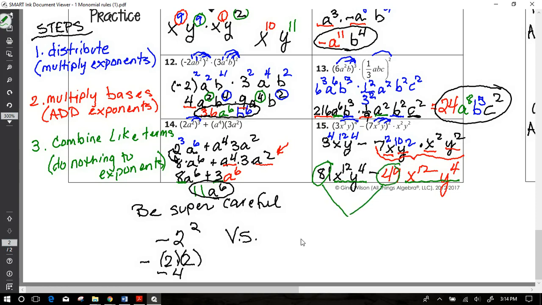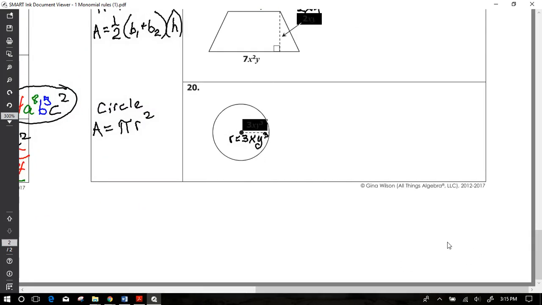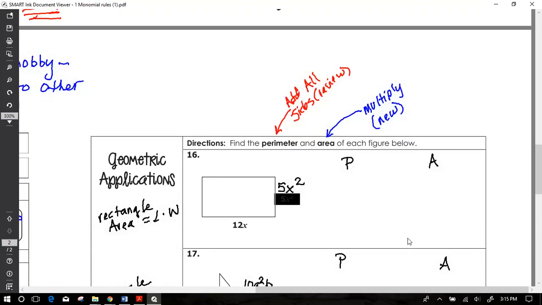81 minus 49 gives me 32. And then I just copy and keep x to the 12th, y to the 4th. And I'm finished. That is my final answer. Okay? Great job. We are about to come over and do some geometric application problems.